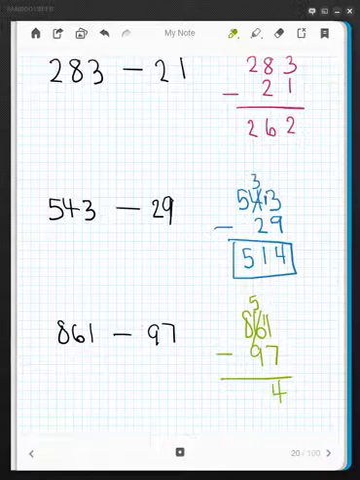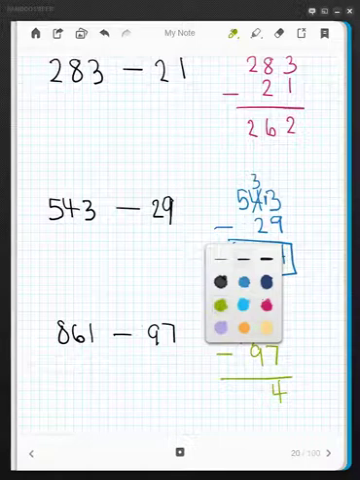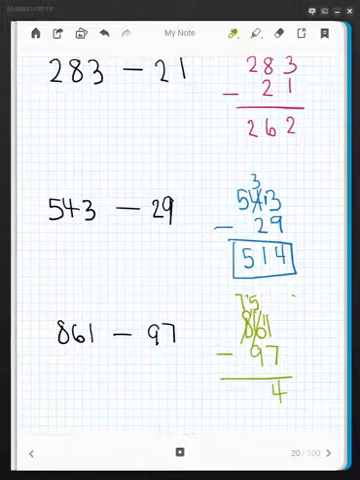And then 5 minus 9, I can't do 5 minus 9, so I get to borrow again. And so now I have 7 in the hundreds place, and I'm going to give that one group of 100 to the tens place. So now I have 10 plus 5 tens.